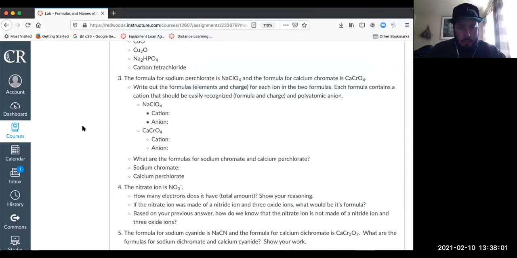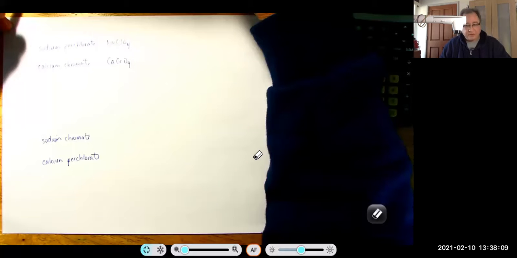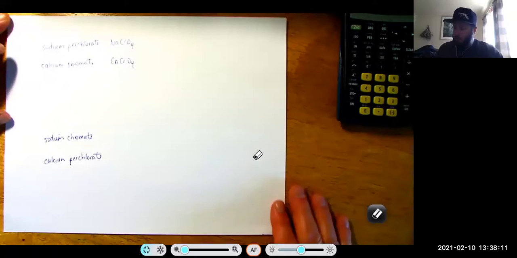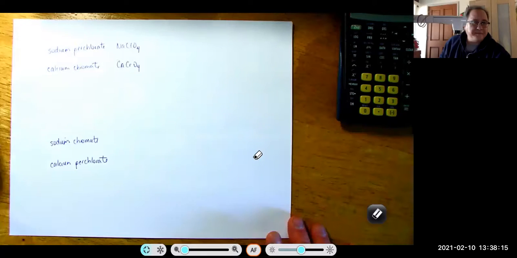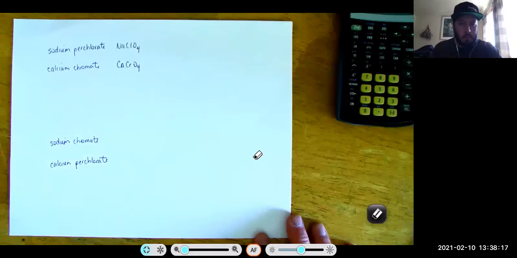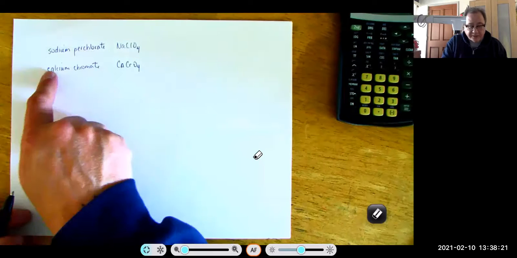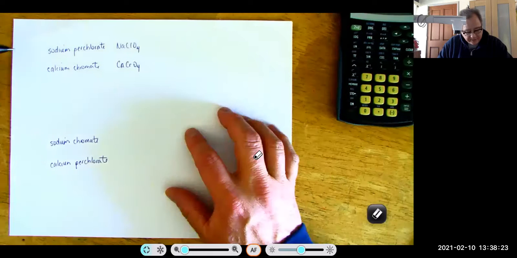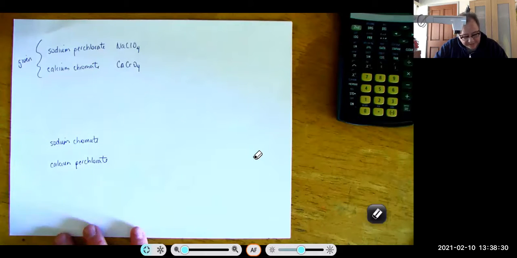Yeah. Okay. So I'm going to do a share here where you can see what I'm writing, so you can see the thought process here for this problem. Okay. So we have sodium perchlorate and calcium chromate, and this is what we're given. And we want the ions, first of all, and then we want these.